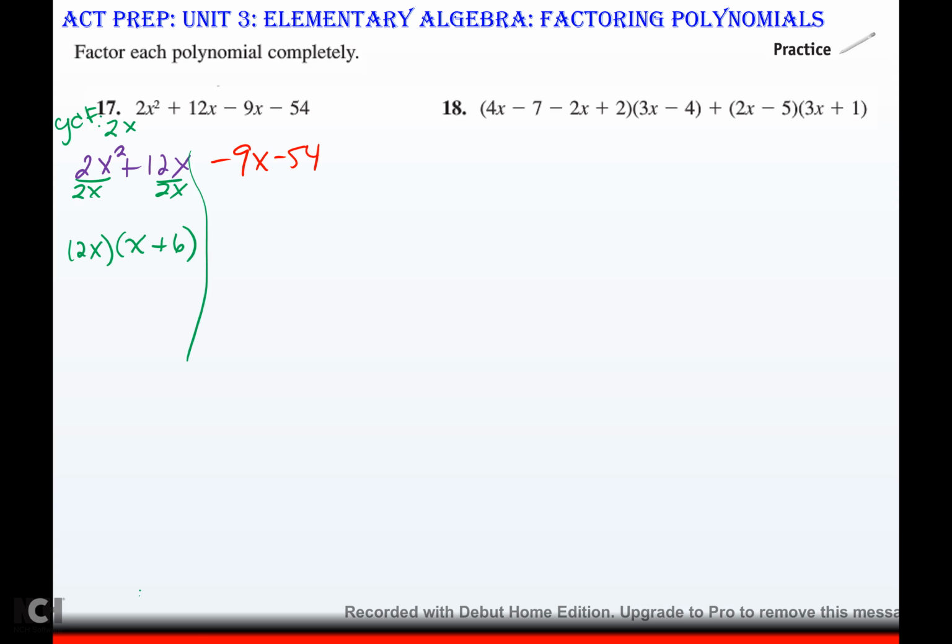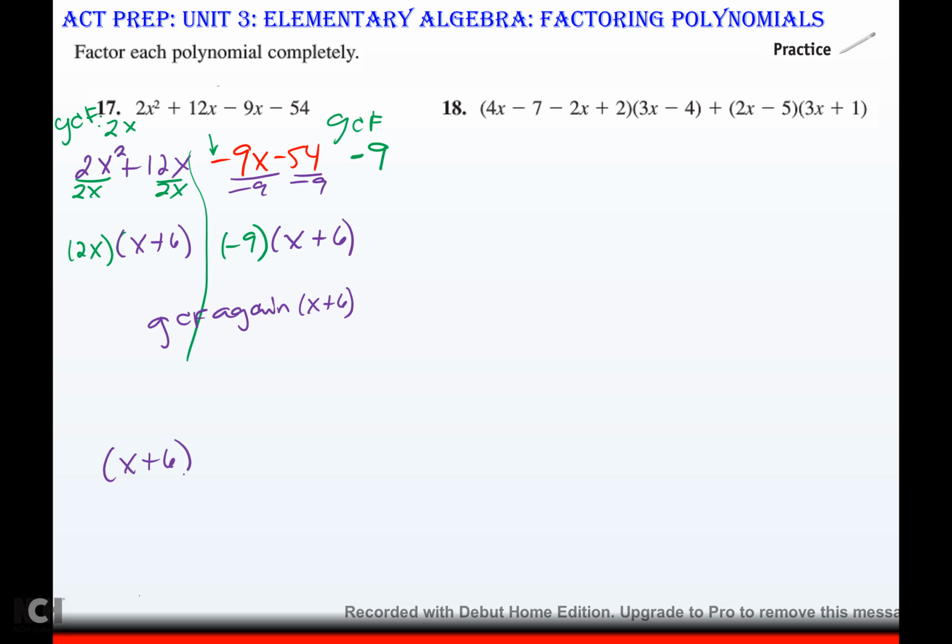On the other side, if I GCF over here, it's negative 9. Always take this guy's sign. So negative 9, and that will leave me, divide by negative 9, x plus 6. My GCF again is x plus 6. To get what's left, I divide by x plus 6, and what's left in green is my other binomial, 2x minus 9.